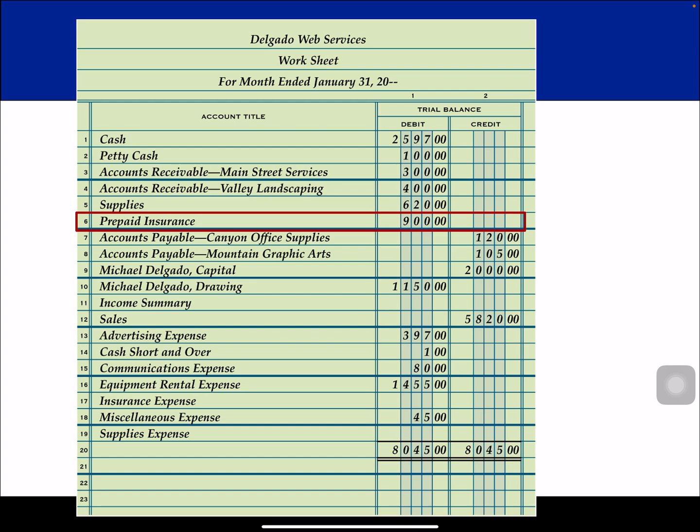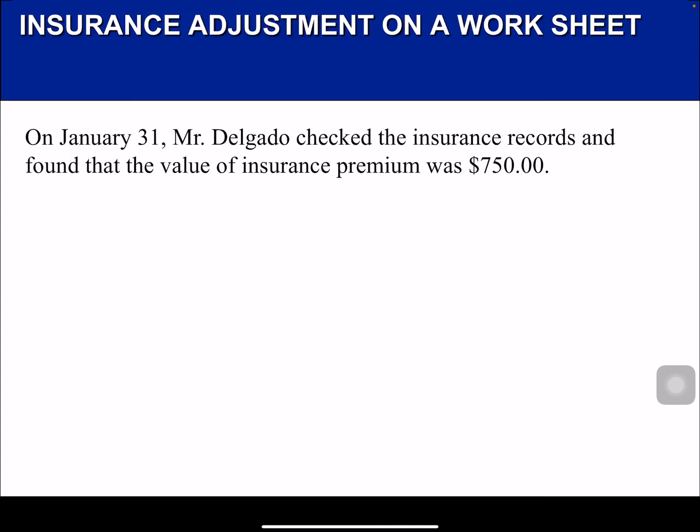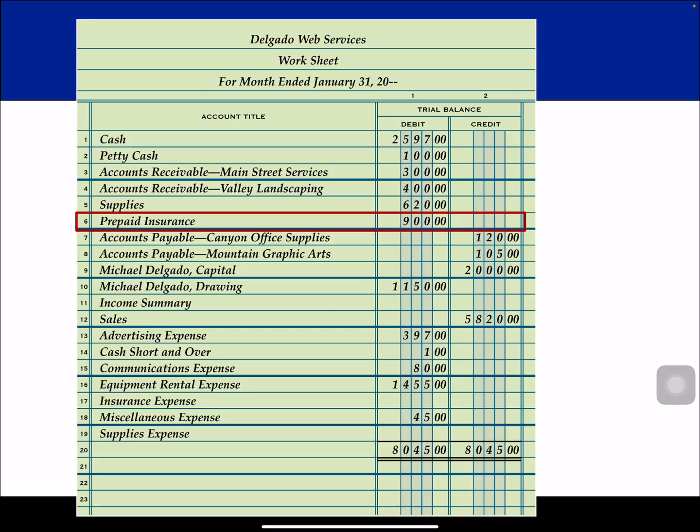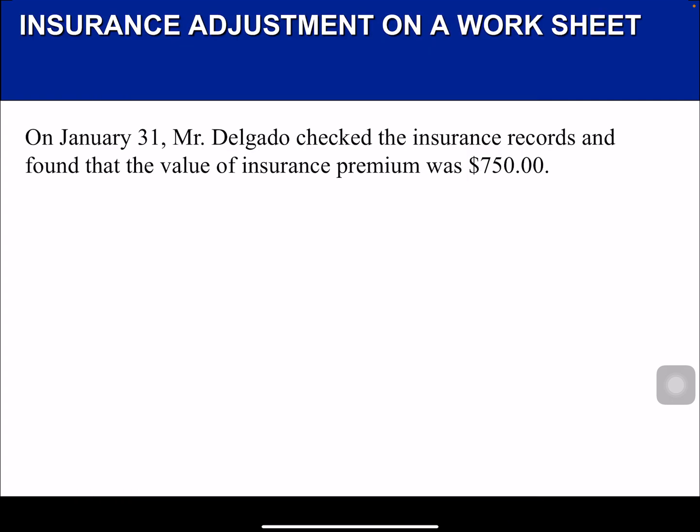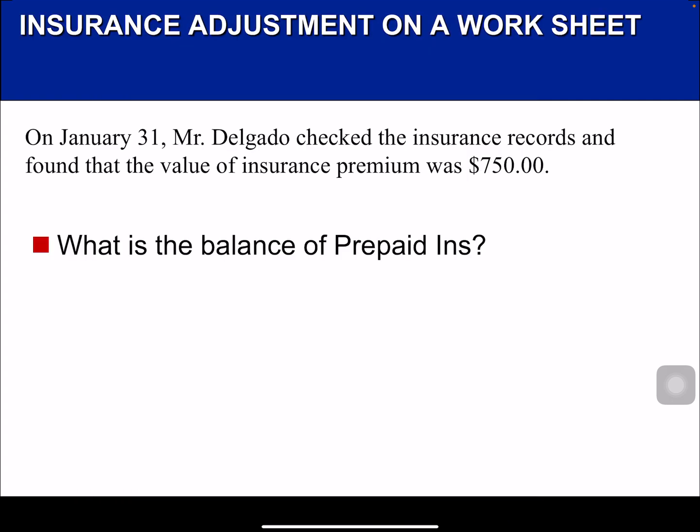It wouldn't be a lot of fun to journalize insurance expense every day. So what you're going to do is you're going to make an adjustment at the end of the fiscal period so it represents the true amount of your prepaid insurance. The adjustment you're making, the amount of insurance used up, is an expense to your business. So on January 31st, Mr. Delgado checked the insurance records and found the value of insurance premium was $750. You can see we started with $900 and now his insurance is worth $750.